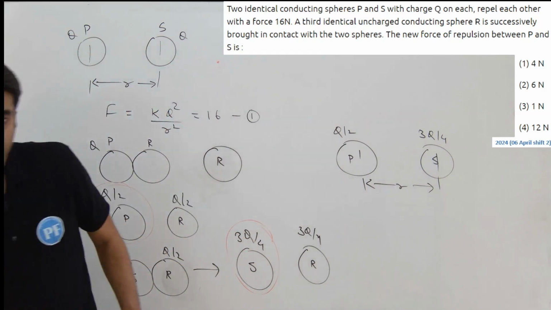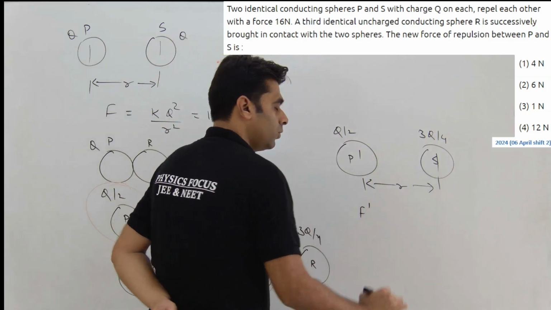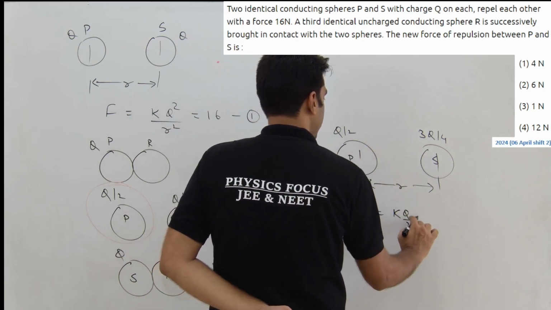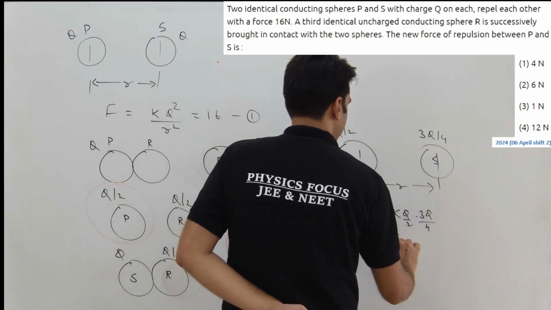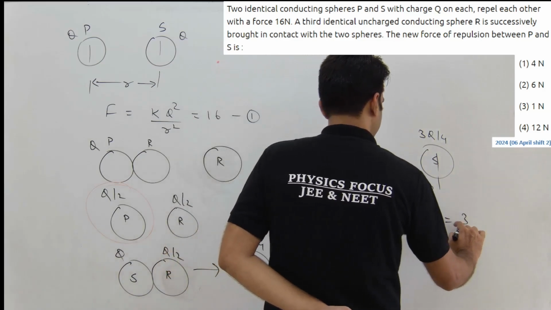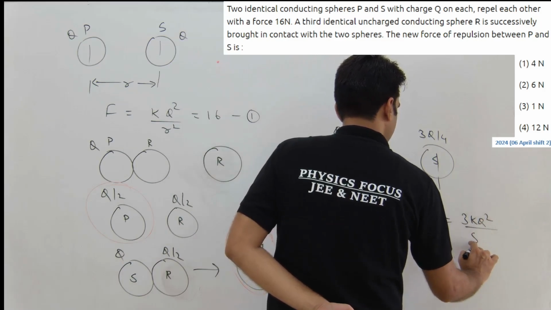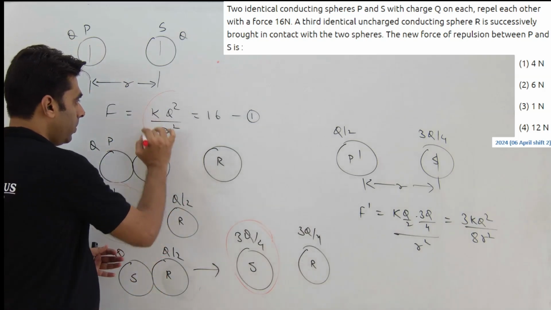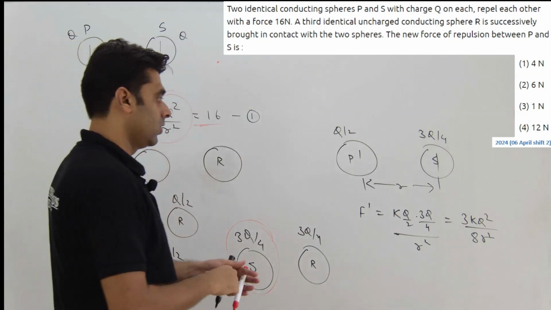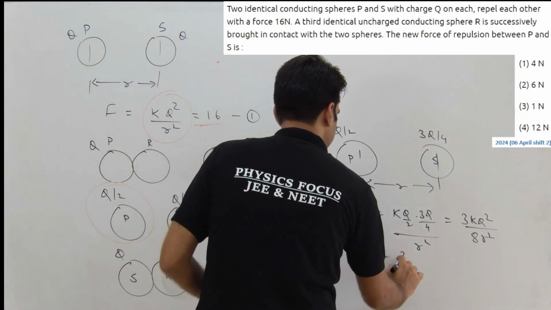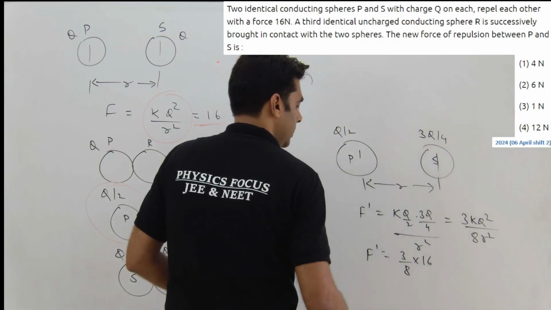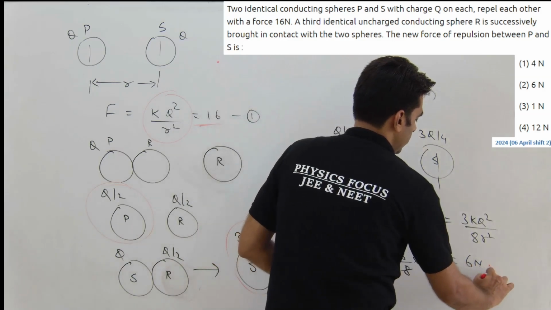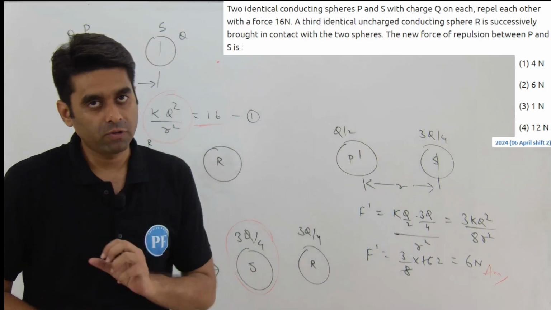So let's write it, new force is F dash. F dash will be equal to k times the charge on P, which is q by 2, times the charge on S, which is 3q by 4, divided by r square. We can write it as 3kq square by 8r square. What is our kq square by r square? That is given to us as 16. So F dash is equal to 3 by 8 into 16, which is 2 times 3. F dash comes out to be 6 Newton. The new force between the two spheres will be 6 Newton.